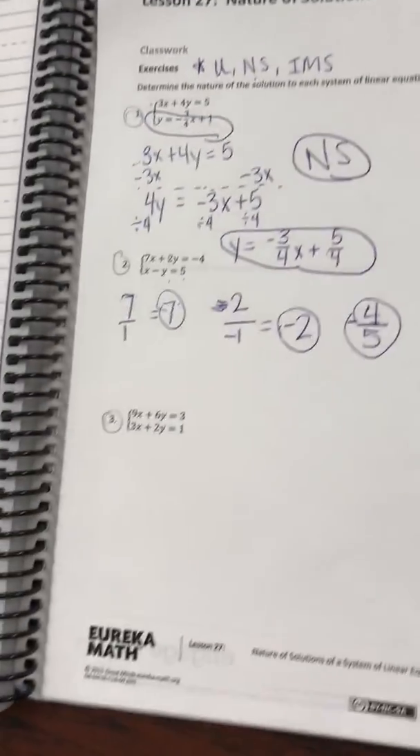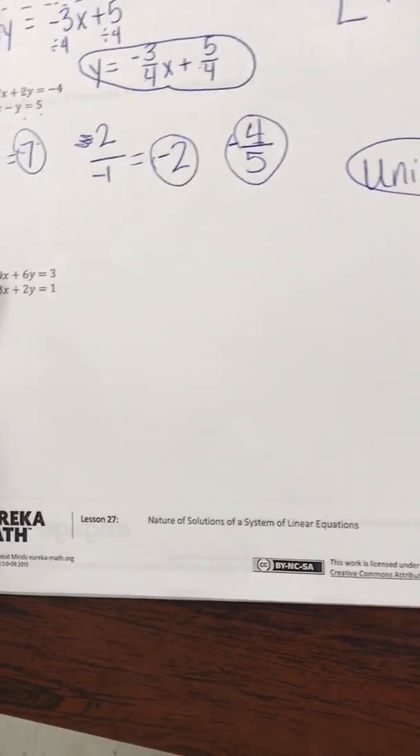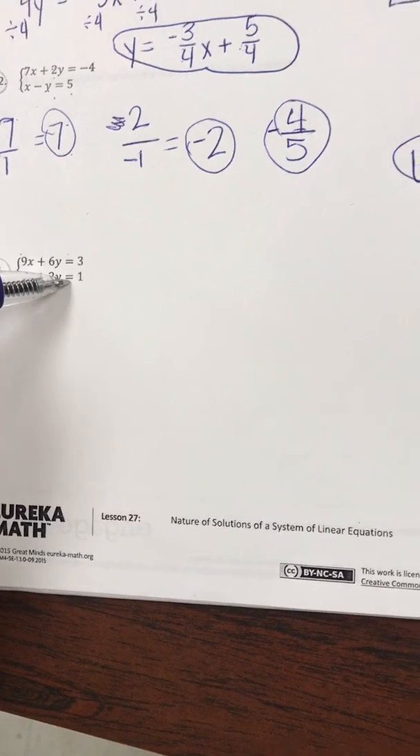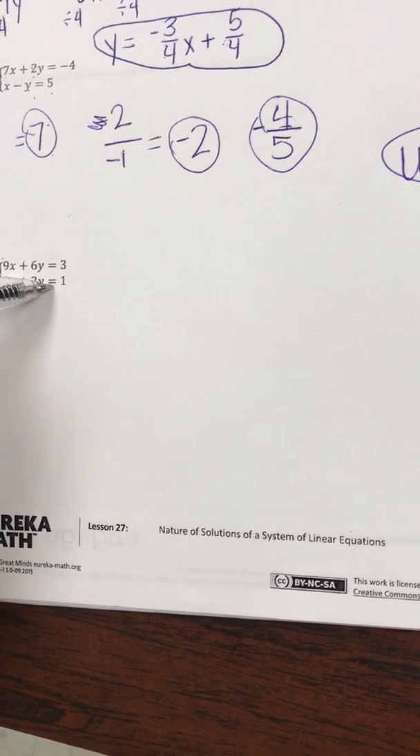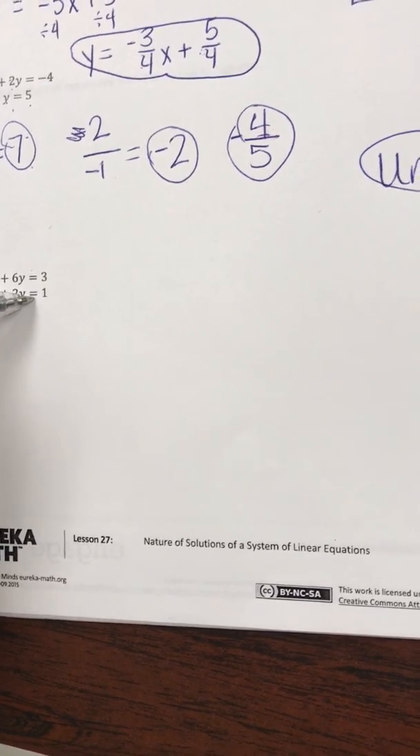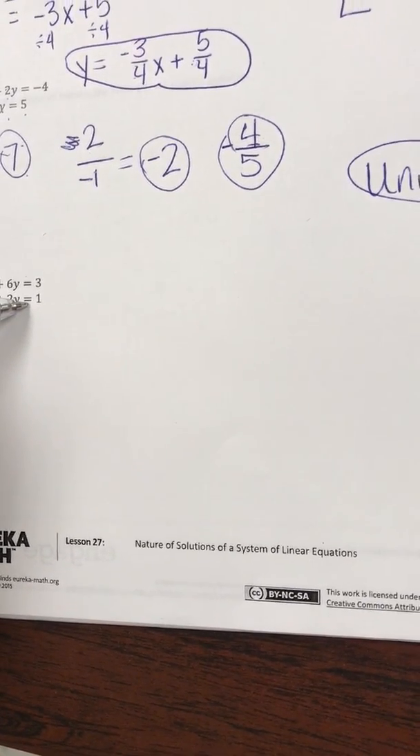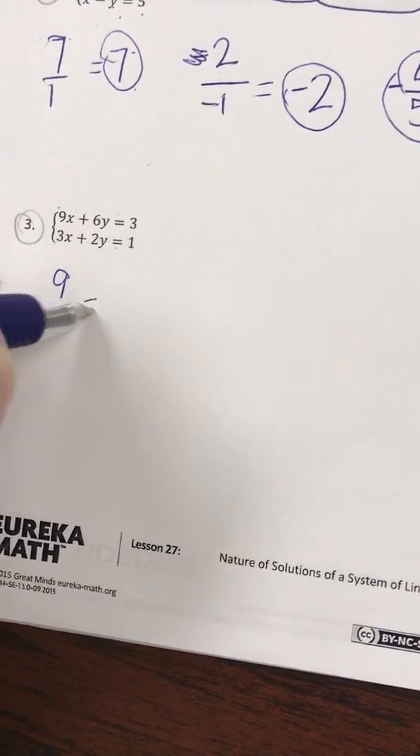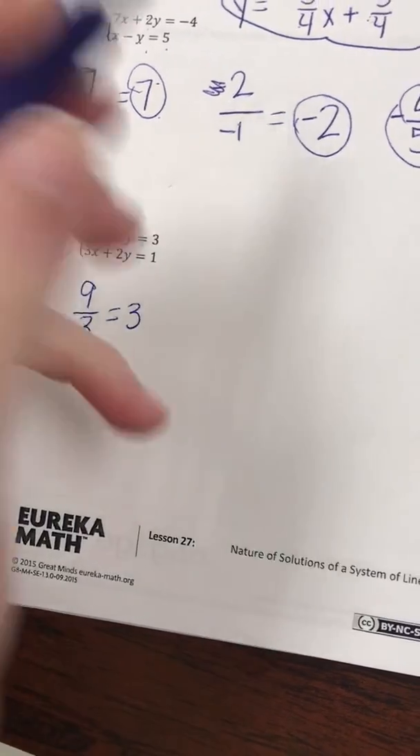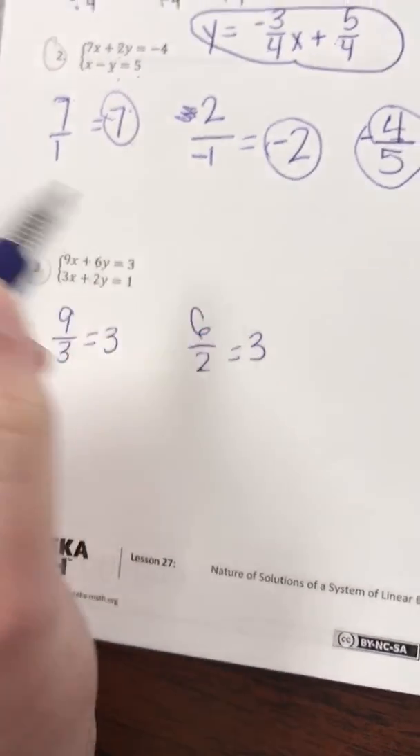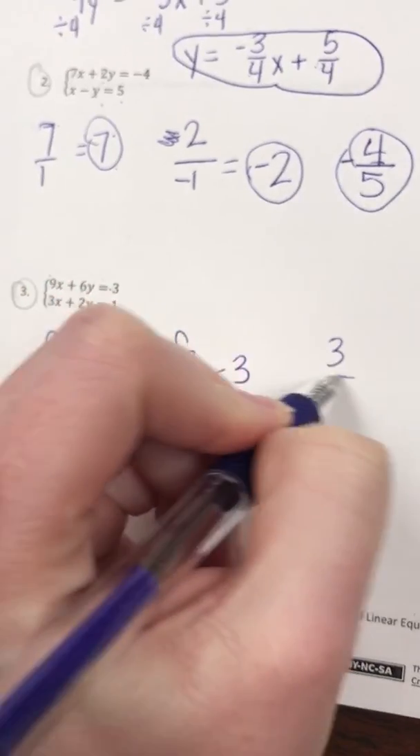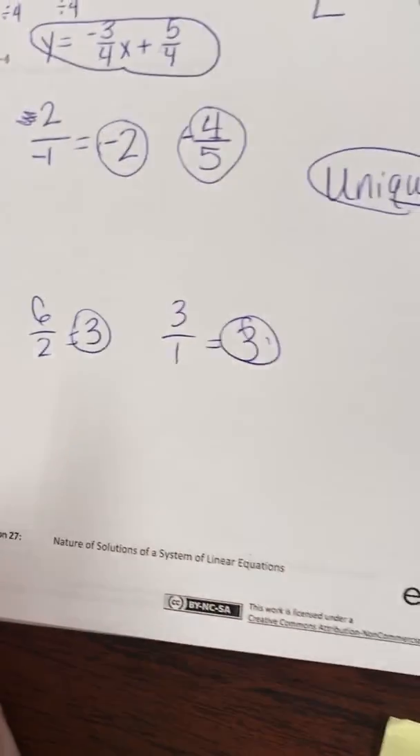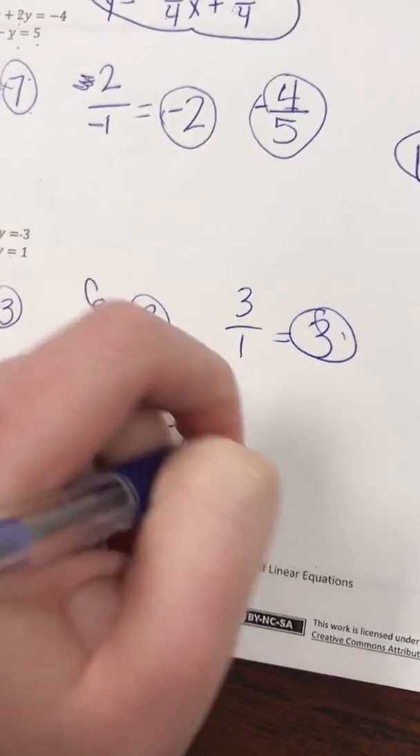Okay? And then on our last one, remember, if we get the same thing every time that we divide, that means that we have the same slope and the same y-intercept point, and that will give us infinitely many solutions. Okay, so 9x and 3x. 9 divided by 3 equals 3. 6 divided by 2 equals 3, and 3 divided by 1 equals 3. So each time we divided, we got 3. So that tells us that we're going to have infinitely many solutions.